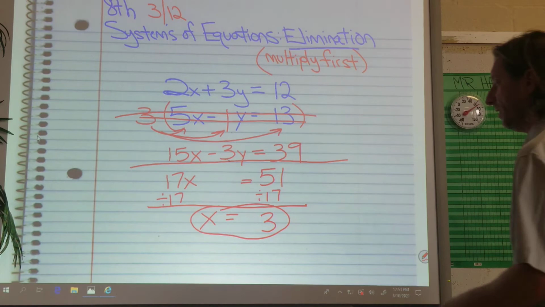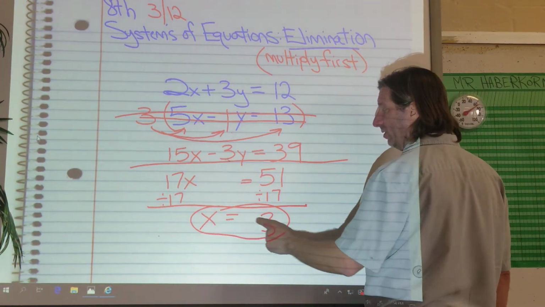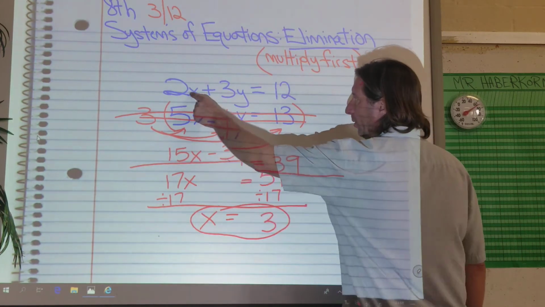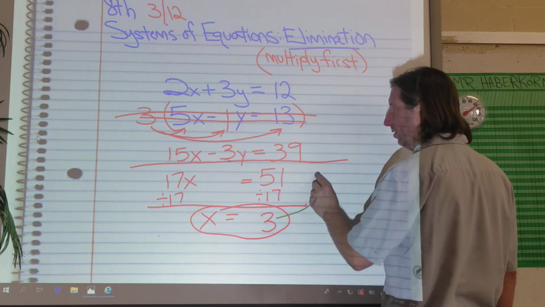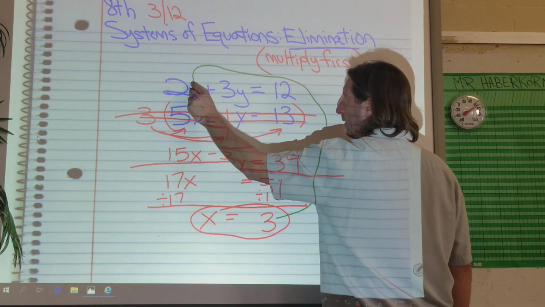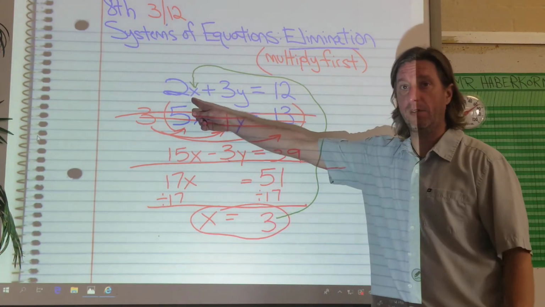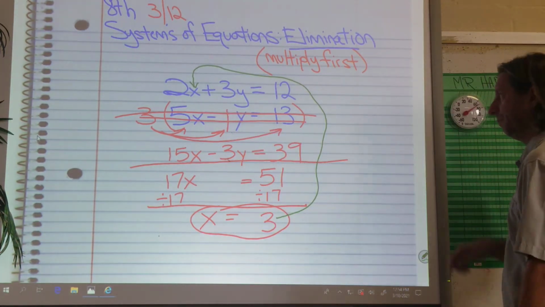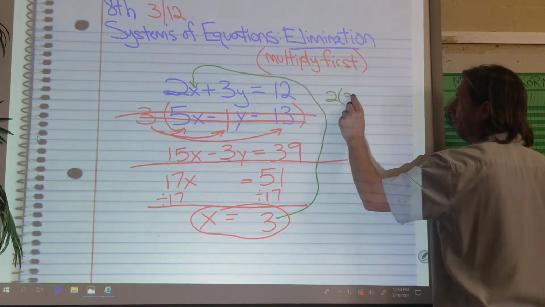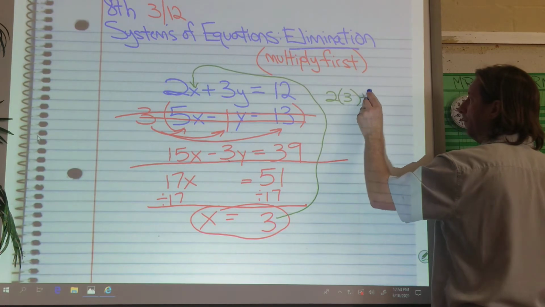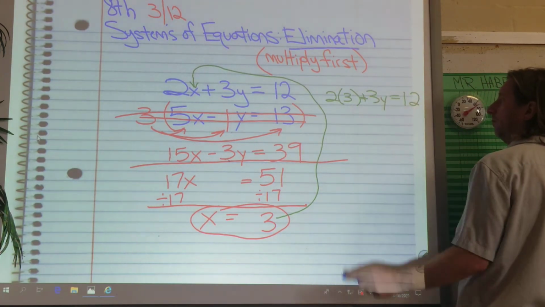Now I'm going to take this 3, we're on step 3, plug this back in for one of the x's. So I could plug it in here, or I could plug it in here. Well, these numbers are smaller, I'm just going to use that one. All right, so I'm going to take this 3 and put it right there. So x is 3, that means I can turn that into a 3, okay? So now I have 2 times 3, plus 3y equals 12.